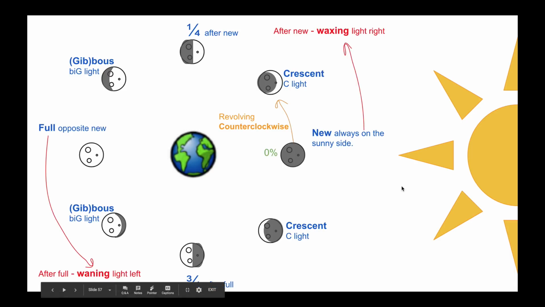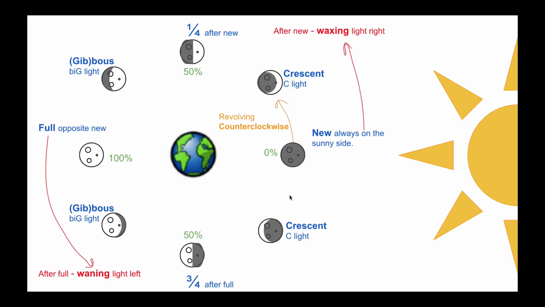Okay, next thing you need to know is the percentages of light on each face. There's 0% light visible from Earth at a new moon, but 100% at a full. So when there's a full moon, we can see 100% of the light. And then the next easiest ones to remember are your first quarter and your third quarter moons, because they are at 50%. And then the next ones are just going to be in between.